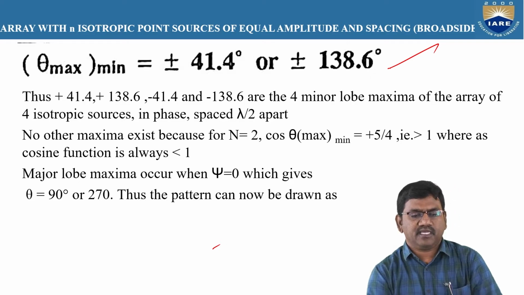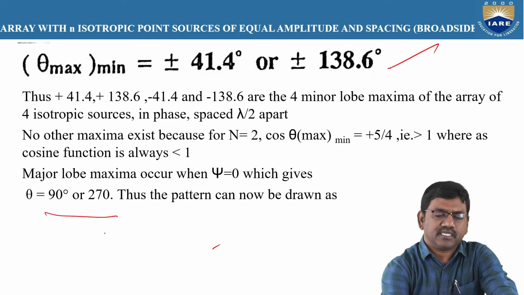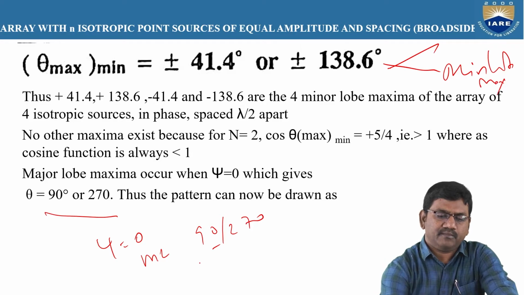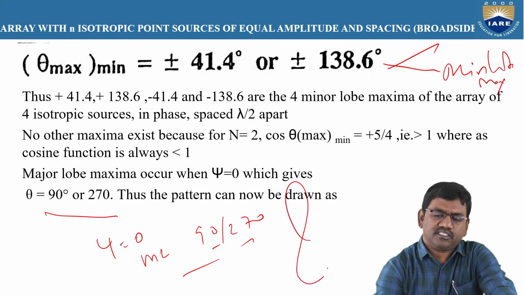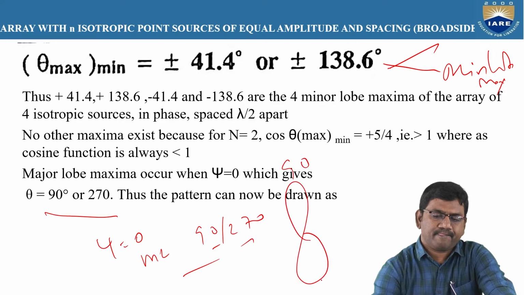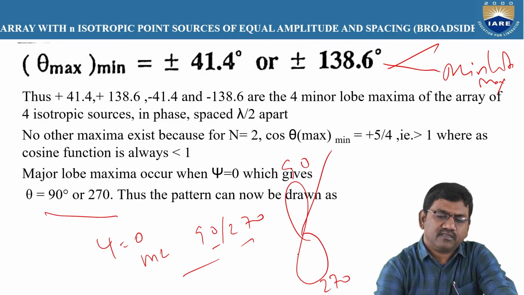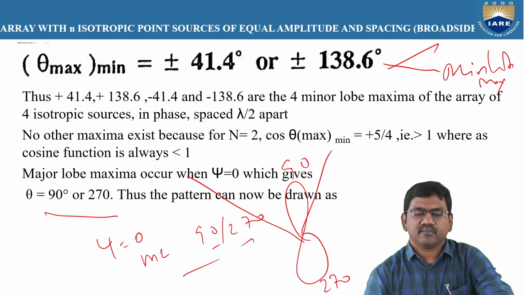So the major lobe maxima occurs when psi is equal to 0, which gives theta equal to 90 or 270 degrees. Right? These are known as the major lobe maxima. If you draw the radiation pattern, this is 90 and this is 270. And the minor lobe maxima occurs at plus 41.4 here and plus 138.6 here. These are the directions of maximum radiation for a broadside array.